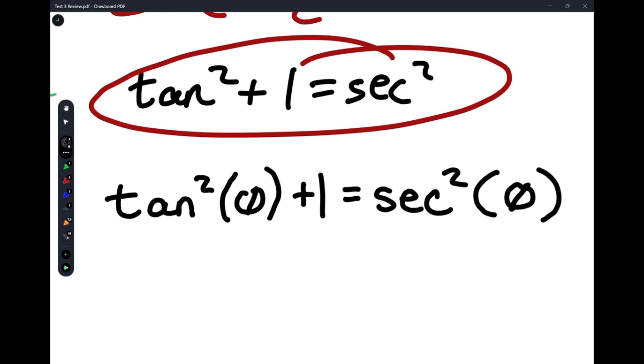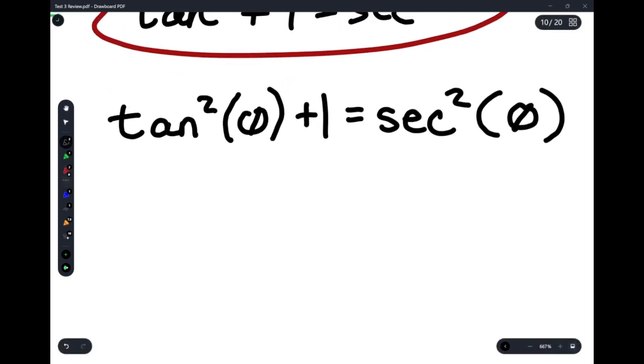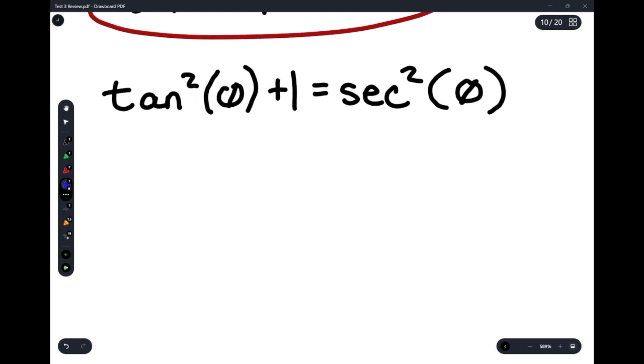All right, and now how do we get tangent by itself? Any thoughts? It's actually pretty darn obvious. I think it's an easier move than most of the moves we did today.